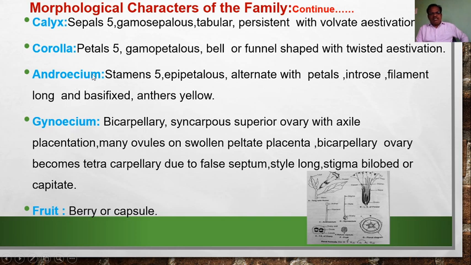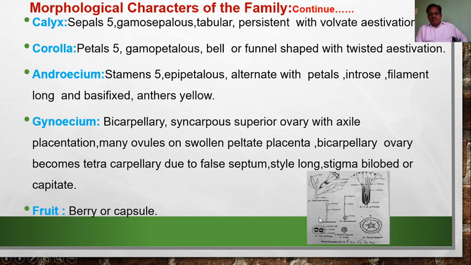Then stamens, that is androecium. Stamens are 5 in number. These are the stamens, so stamens 5. Epipetalous: they remain attached to the petal internally, which is known as epipetalous. Alternate with the petals. Then introrse, slightly curved inside. Filament is long and anthers are basifixed. This filament is comparatively long, and anthers are again long. So they are basifixed, and anthers are yellow in color, filaments are white in color.